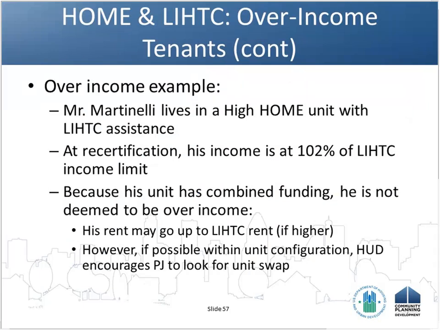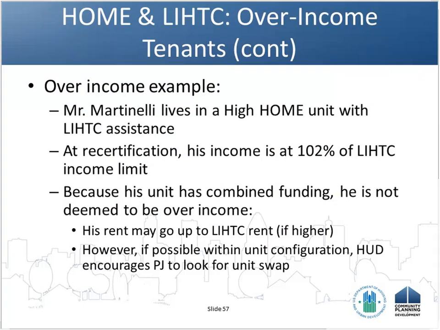So here's an example of this. We have Mr. Martinelli. He's in a High HOME unit that also has low-income housing tax credit assistance. And this is where I was saying that having good information in that written agreement becomes really critical. So the property manager, the PJ, knows, okay, so this unit, is it just HOME? Does it have tax credits in it also? Because it determines what rules are going to apply and what action we would expect to see.